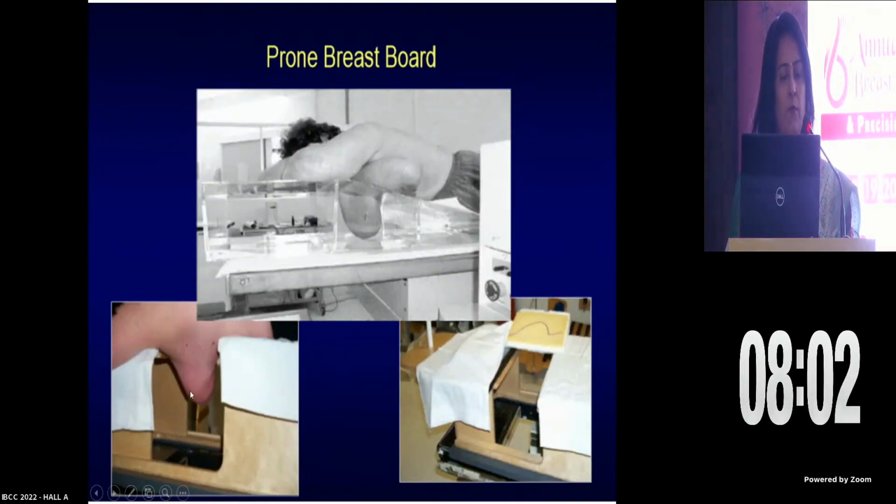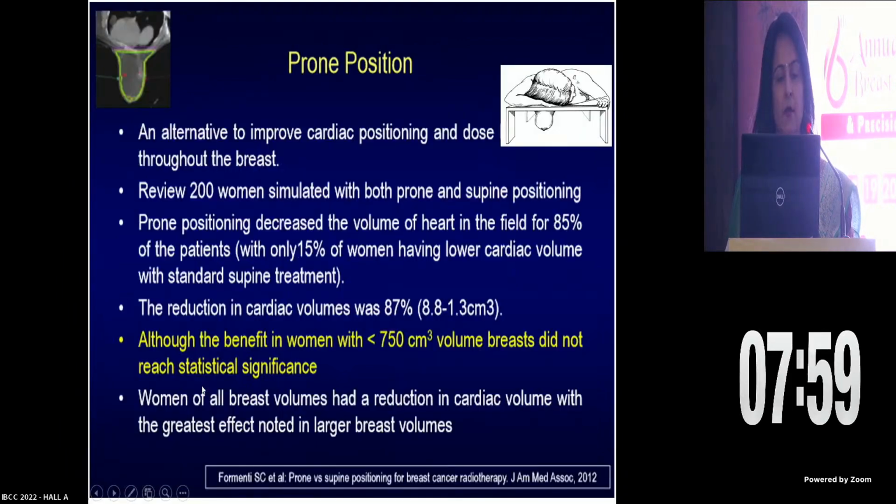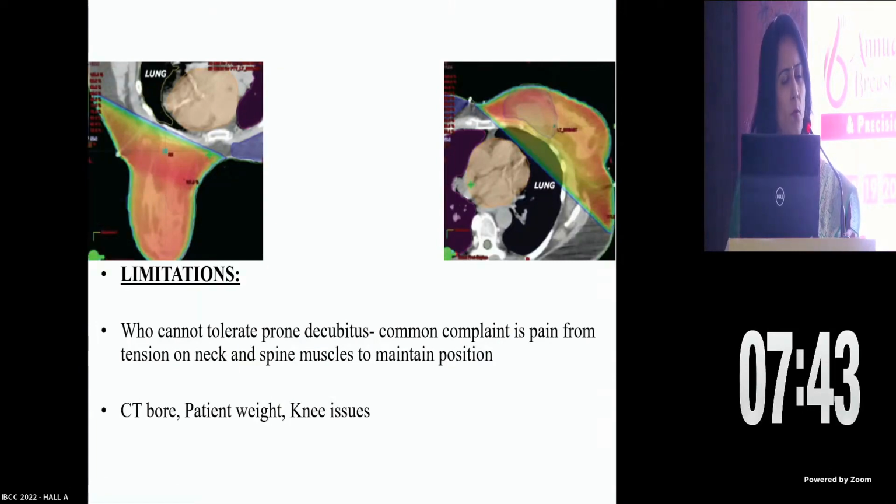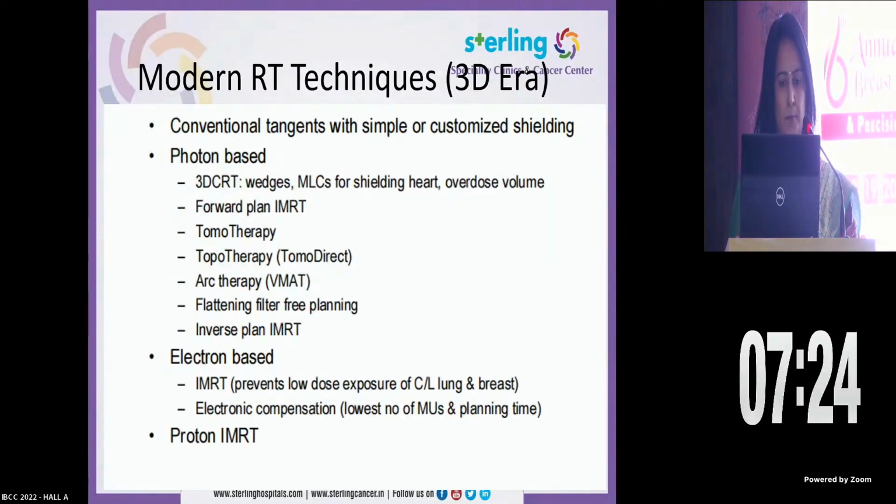Another simple maneuver is the prone position, where this is a type of board we have, and there's a gap in between where we allow the breast to fall in. That makes the breast move very far away from the critical structures, and we can have heart sparing. There are papers with 200 plus women's experience showing that the volume can be reduced about 85% of the time. But the most common limitation we have seen with the prone breast is a somewhat difficult position, because there's a lot of stress on the neck and spine muscles. Secondly, this board is a little bit huge, so the routine CT bore diameters would not allow this board to go in. And of course, as I mentioned, patient weight and knee issues can also be a concern.